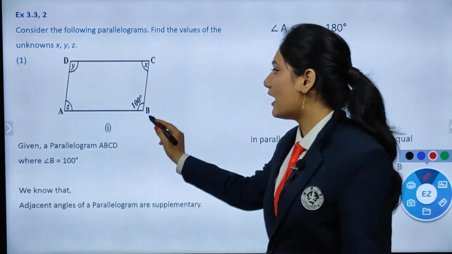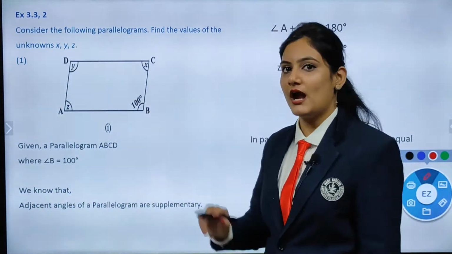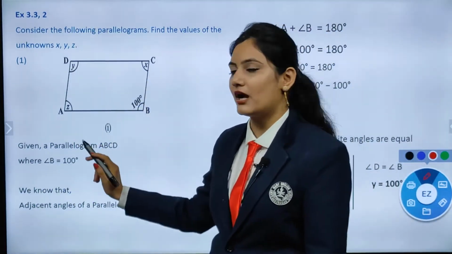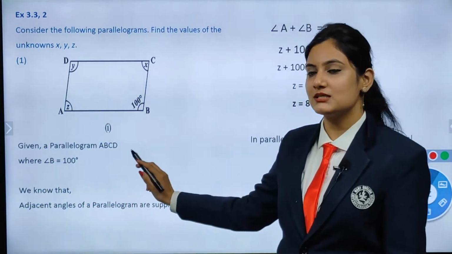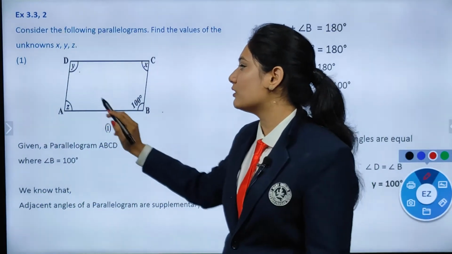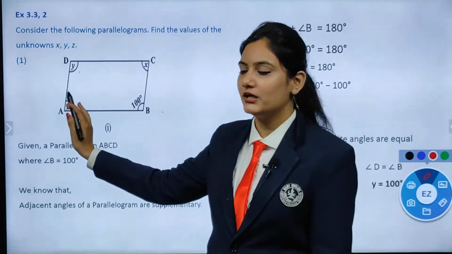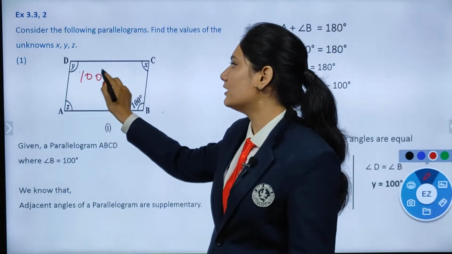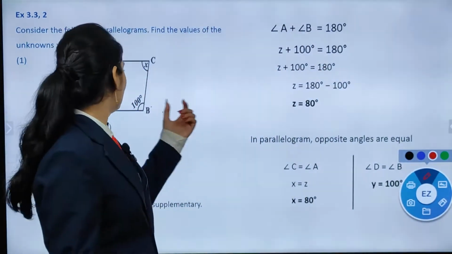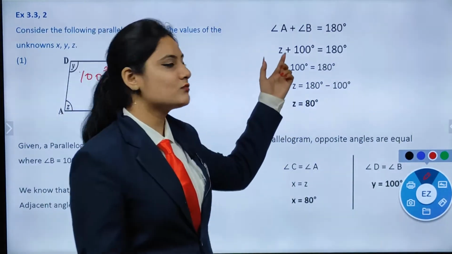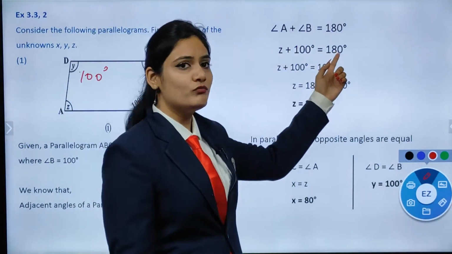Now here angle B is 100 degree and the other angles x, y, z you have to find out. Now you know very well the first property says that opposite angles are equal. So angle B is equal to angle D, which is equal to 100 degree. Adjacent angles are supplementary. So if you want to find the value of z, it is what? Angle A plus angle B equal to 180.